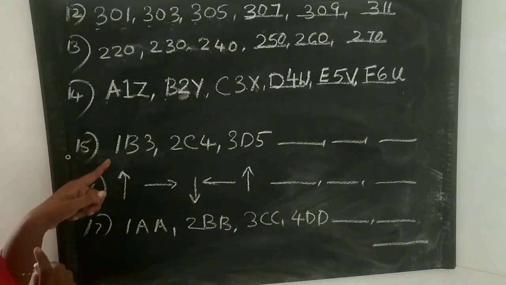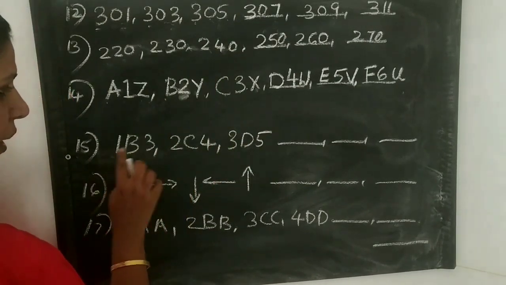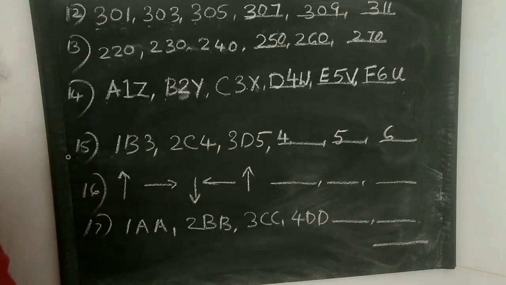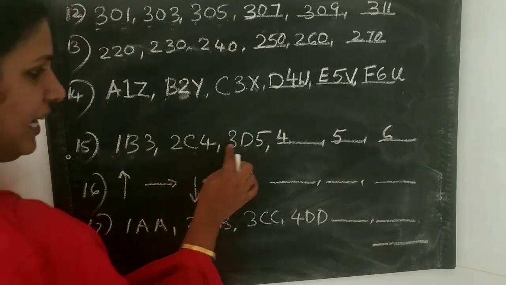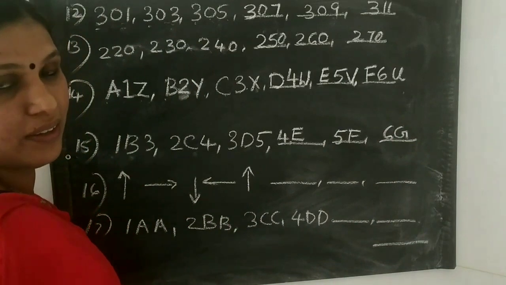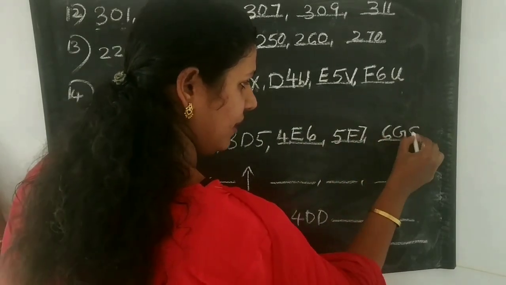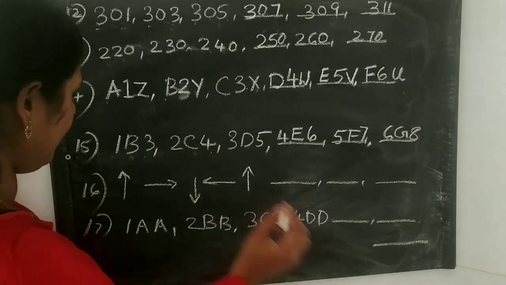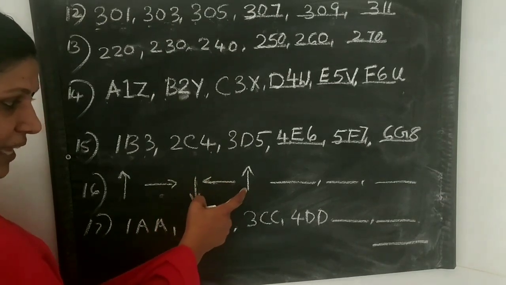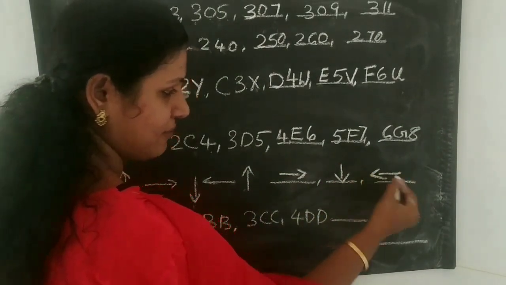Okay, understood. Then 1B, 3, 2C, 4, 3D, 5. Like this. 1, 2, 3. The next is 4, 5, 6. Okay, then B, C, D, E, F, G. Okay, then 3, 4, 5, 6, 7, 8. Okay, understood. Here the arrow is up, right, down, left, again it's up, then right, down, left side.